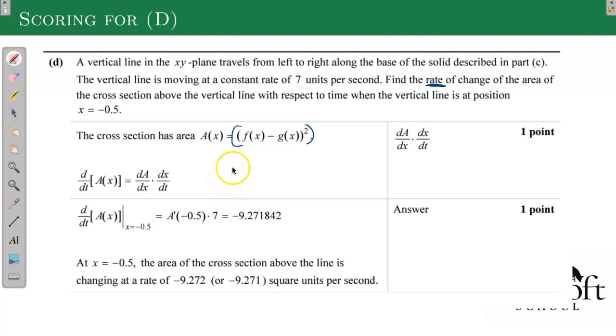A lot of times part D is like the separator between the 4s and the 5s. So sometimes you might read D and have no idea from the start because they're a little tricky with it: okay, a vertical line is traveling on the xy plane. All right, these are the difficult questions. But if you know how to do them, that's great. And a lot of times they're things we've seen before. Other times they're things out of left field.